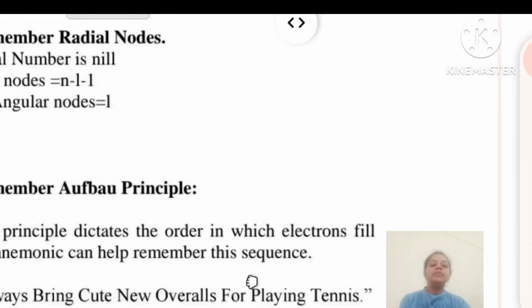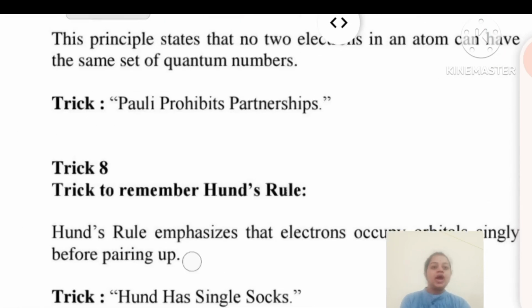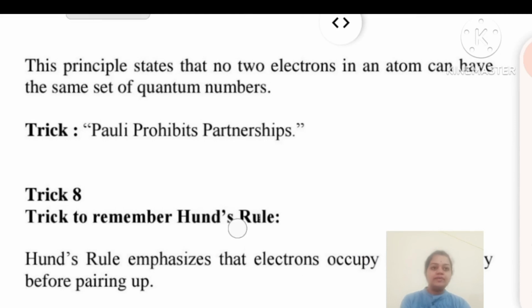Then, how to remember Pauli's exclusion principle? I already told you it is directly related to quantum numbers. What it states: no two electrons in an atom can have the same set of quantum numbers. You can remember it as Pauli prohibits partnerships.